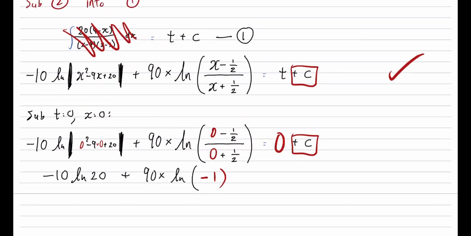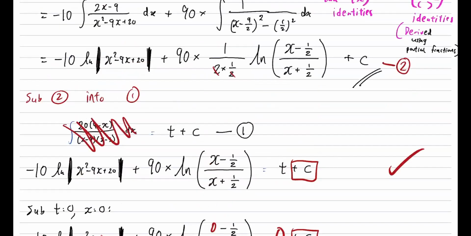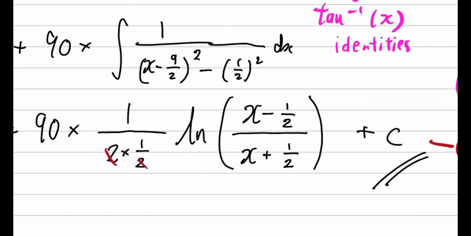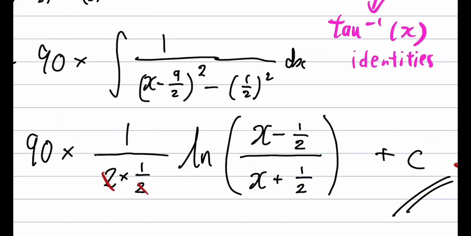Let me just double check. I realized I made a mistake. Do you know what mistake I made? Let's look at the formula again. We have 1 over x squared minus a squared. But here, our actual variable is not x, right? It's x minus 9 over 2. So here it shouldn't be x. Sorry. Let me use green for correction. x minus 9 over 2.